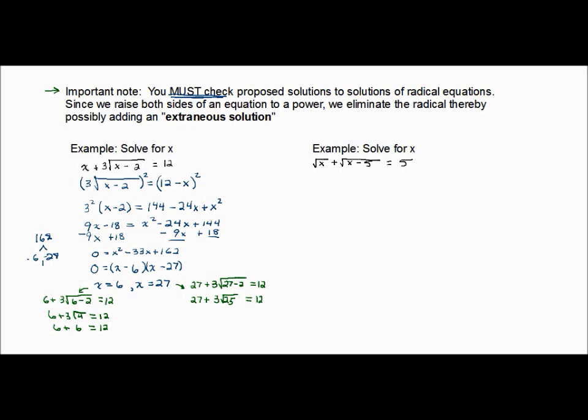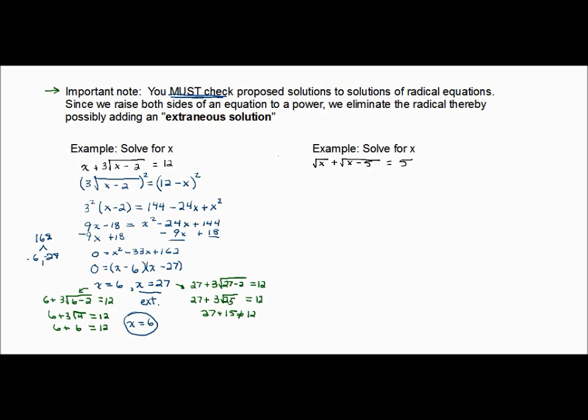27 plus 15 does not equal 12. And so this solution would not work, right? And so we would say about the solution x equals 27 that it is extraneous. And so our only solution is x equals 6. Okay, so we're done with that one.